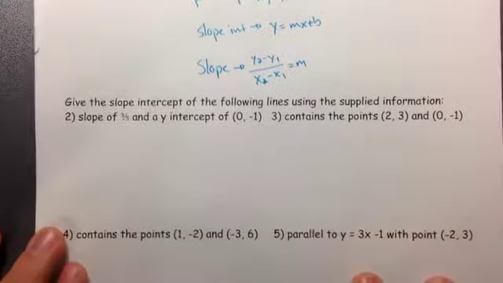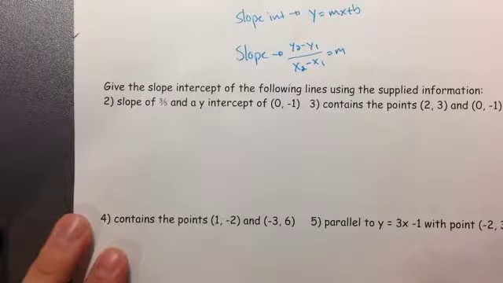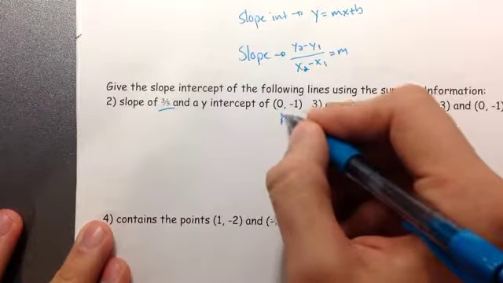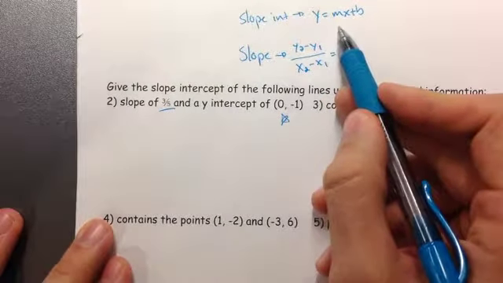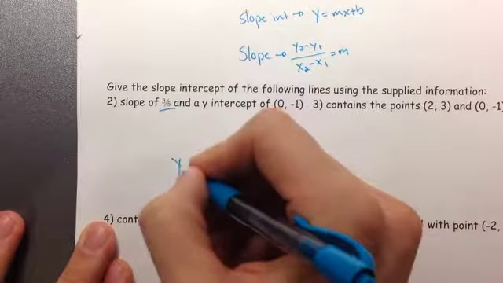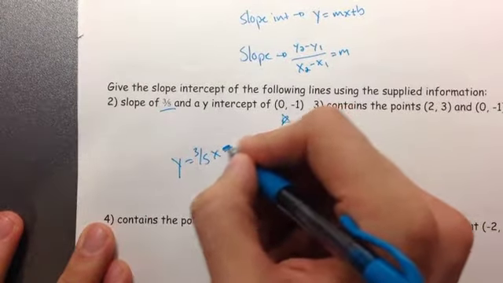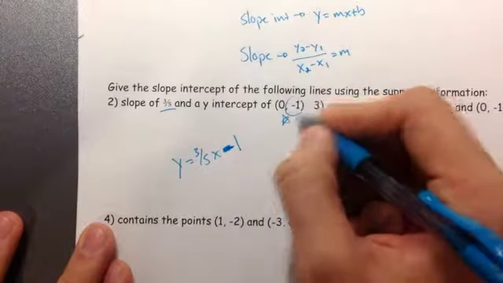Now, they want it in slope-intercept form, which means we need y solved for. We've got a slope of 3/5 and an intercept of -1. I can go straight to my y equals mx plus b form with this. Y is equal to 3/5x, which is my slope, minus 1, because it tells me my intercept.